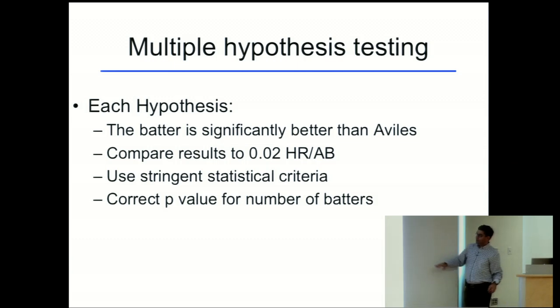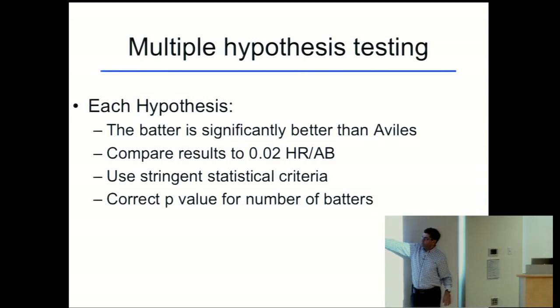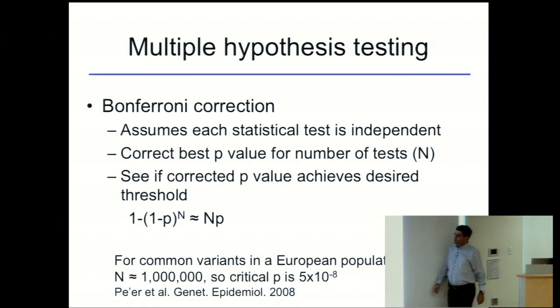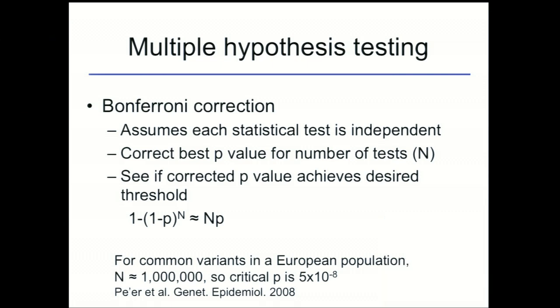So this is basically what I just said. This is the hypothesis. You compare the results, but then you need to use stringent statistical criteria. So how do you correct the p-value for the number of batters that you've seen? And one very common way of doing this is called the Bonferroni correction. This is assuming that each statistical test is independent, which in this case it is. Each batter doesn't influence how the other one does, presumably. And so it turns out that you basically multiply your p-value by the number of tests you've done, and that's because of this statistical approximation here. And so that's where the Bonferroni correction comes from.